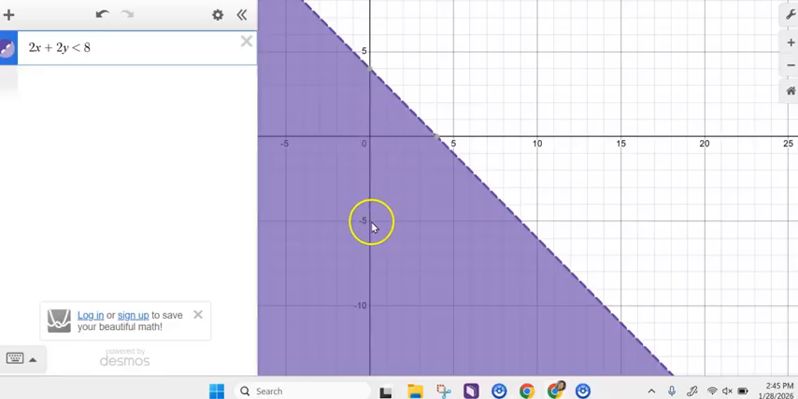You could do 0, -5. You could do 1, 0. You could do -5, 0. You could do -5, 5. Anything in the shaded area. I would avoid the line.